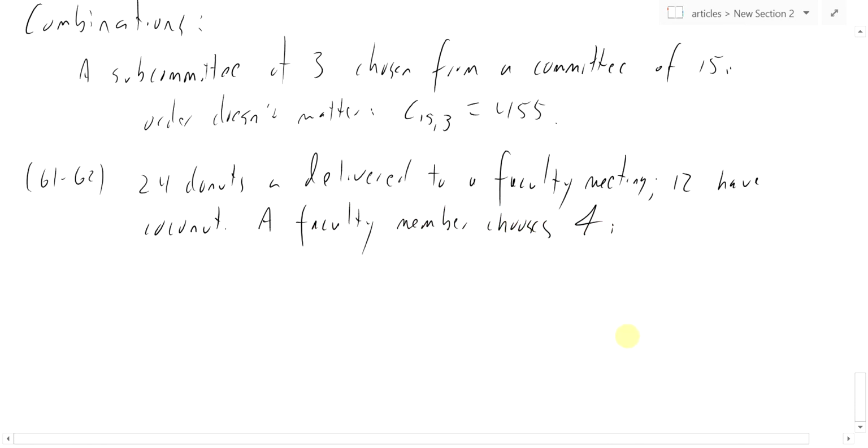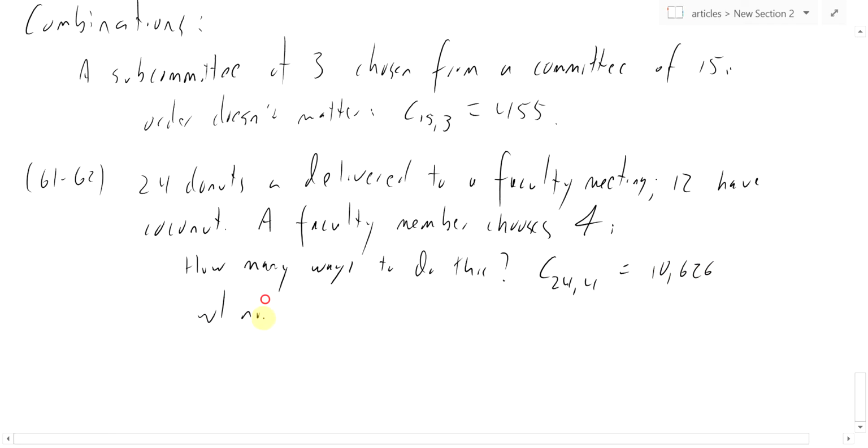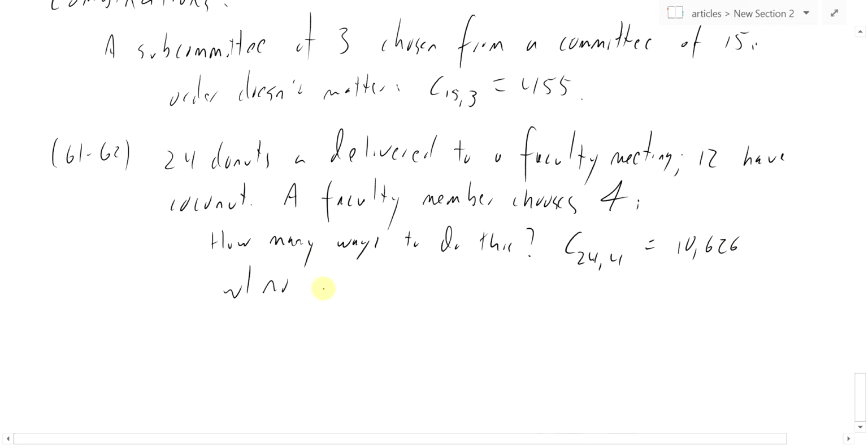Chooses 4 donuts. How many ways are there to do this? Well, apparently this faculty member isn't picking them in order, just choosing 4, so it's a combination. You're picking out of 24 donuts and you're picking 4. And how many is that? Well, 10,626. How many ways can this faculty member, who doesn't like coconut, pick donuts with no coconut?